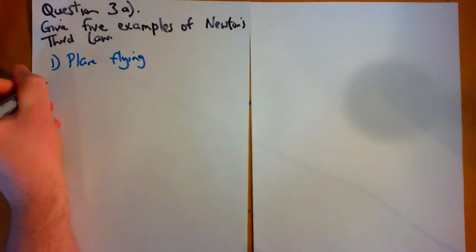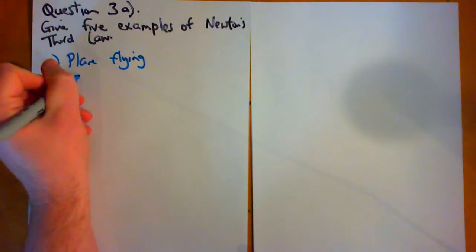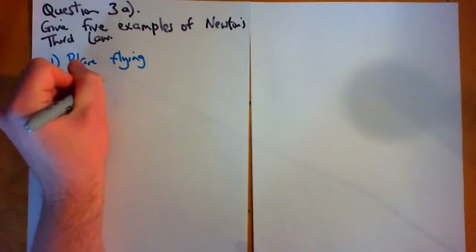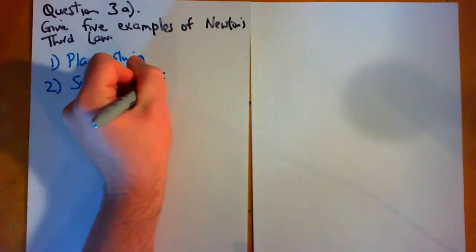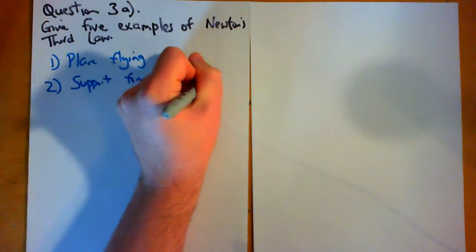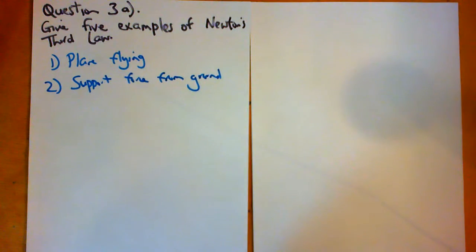So the second example would be your support force from the ground. So if you're standing somewhere, then you're pushing downwards on the ground. That's due to your gravitational force, that's due to your weight force. But the ground is therefore pushing you upwards, which is preventing you from falling through the ground. It's got to provide an upward force to support you, to prevent you from falling.